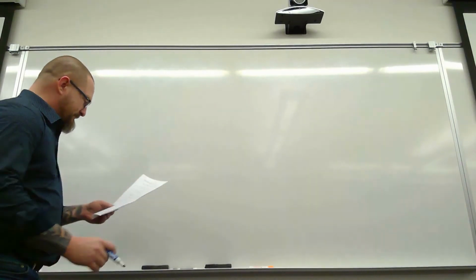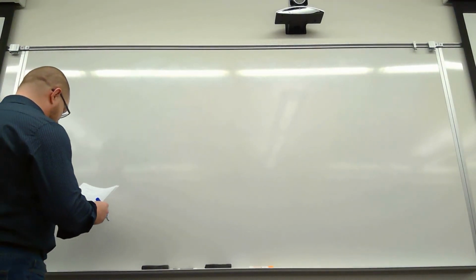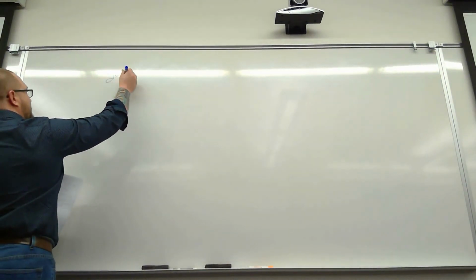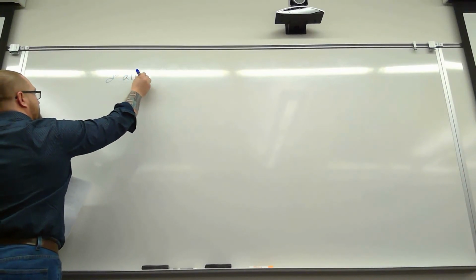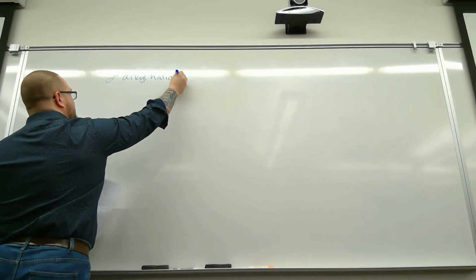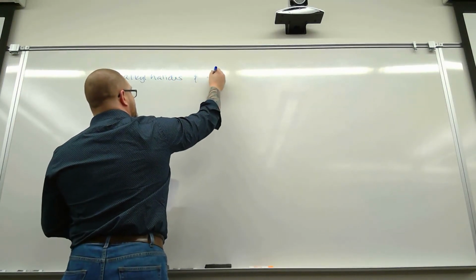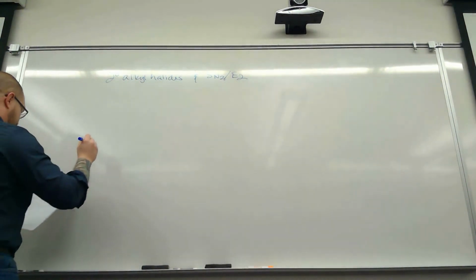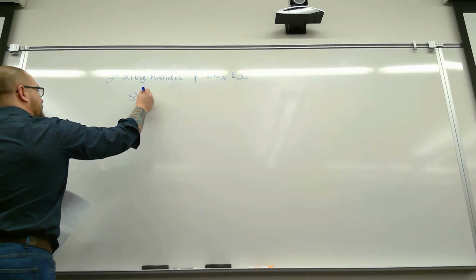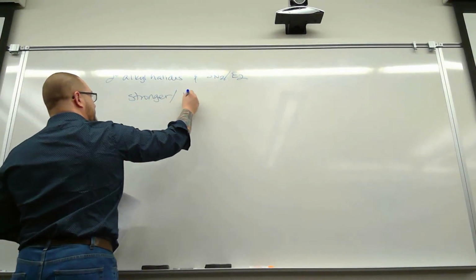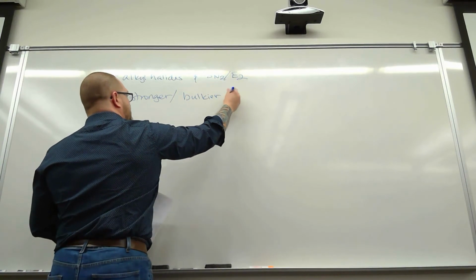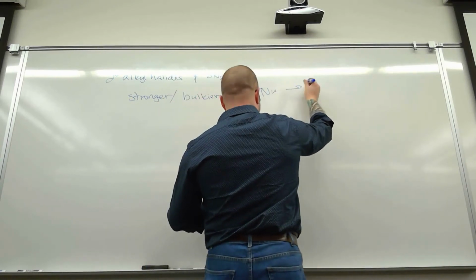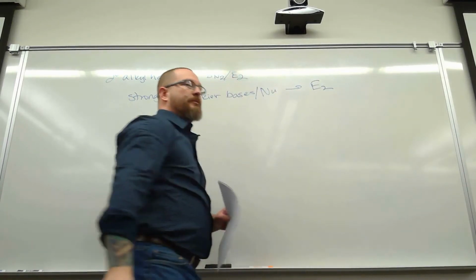Okay, so let's see. What about secondary considerations? In this case, the stronger, bulkier bases slash nucleophiles are going to favor E2.